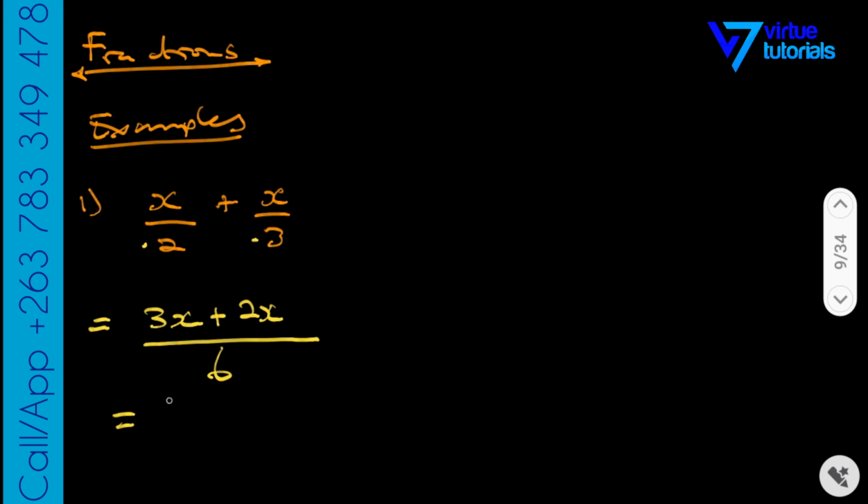Then I can add that up. 3x plus 2x, these are like terms, I get 5x. And so my answer is 5x over 6 there. So that's our first example.